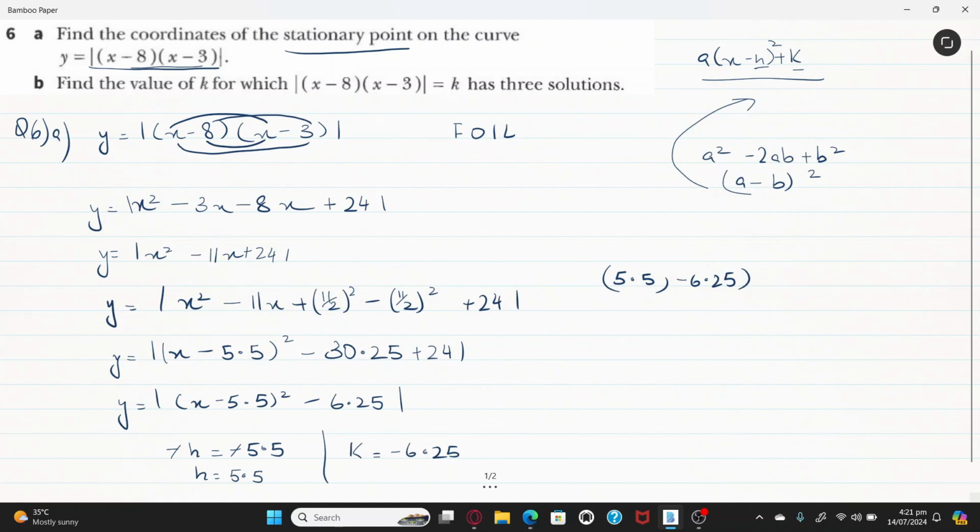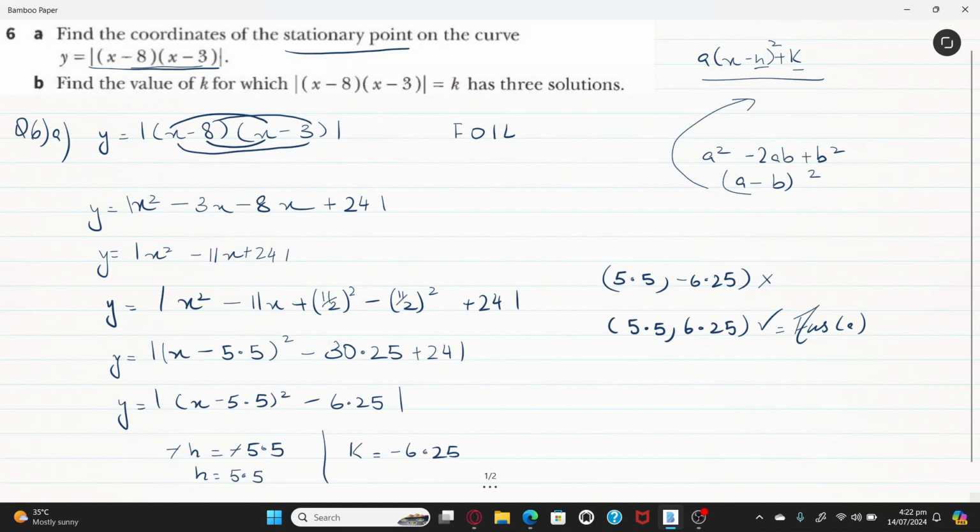But the thing is, right now we are discussing a modulus graph, and they have clearly shown a modulus encompassing our quadratic equation. So whenever there's a modulus, we convert the negative y value, not the x value. X values remain the same. However, the negative y value will change into a positive y value. So that will give us 5.5 and positive 6.25. So this is wrong, this is correct, and that's our answer for part A.